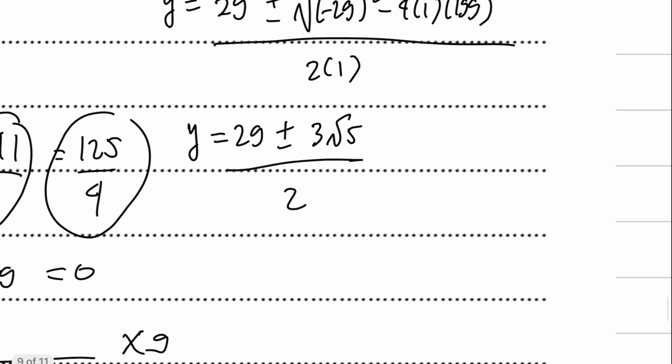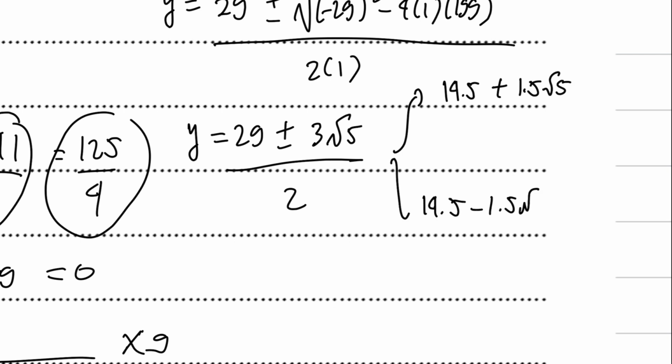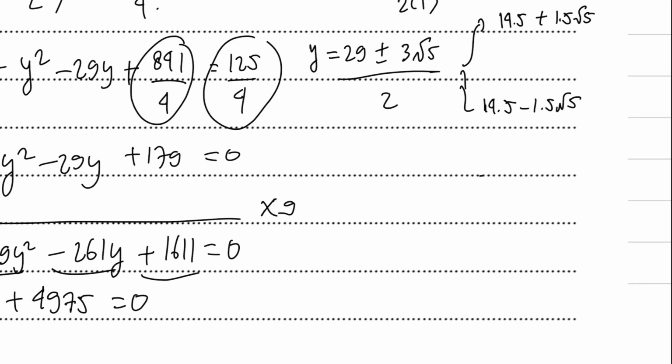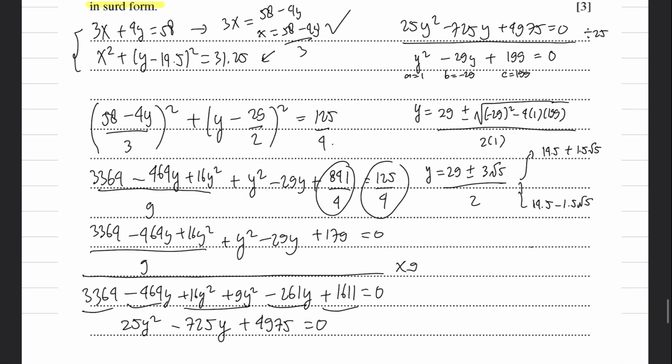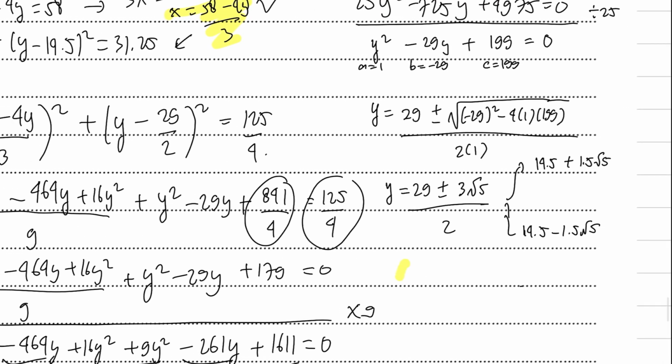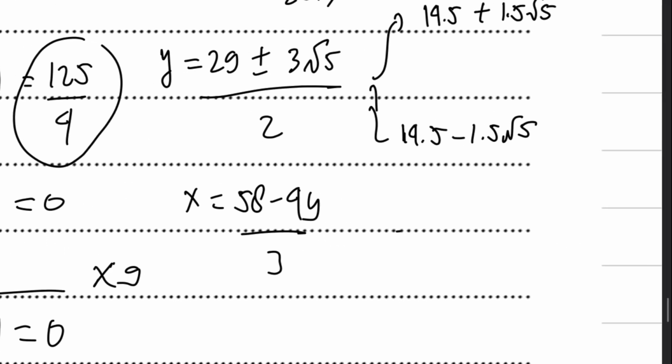So we have two values of y, which is, let's divide. 29 over 2, we get 14.5 plus 1.5 square root of 5, or 14.5 minus 1.5 square root of 5. Okay, after we find y, we just need to find x, right? So we know that x is this. x equals 58 minus 4y over 3. So we substitute to find x.